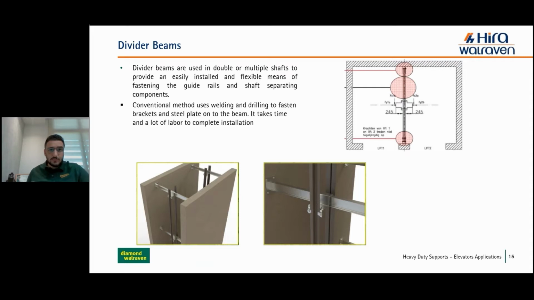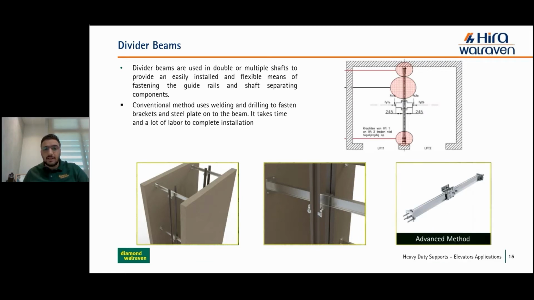The conventional method uses welding and drilling to fasten brackets and steel plate on the beam. This installation process takes time and a lot of labor to complete. We can see here from the screenshot the system that is currently used. Also, there's an innovative way to do it, still using the same profiles, which is bolting the I-beams and the steel profiles.